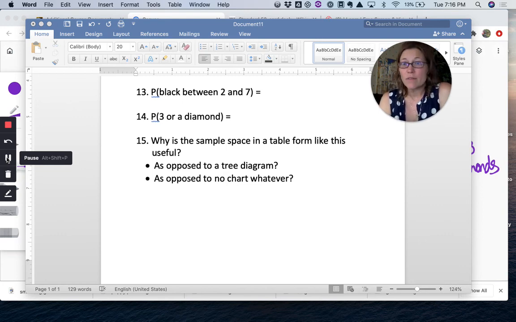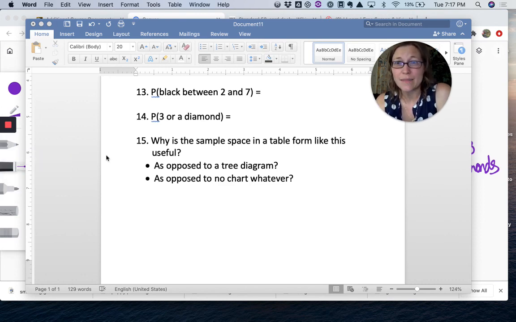Some things work better in the table form. Some things work better in a tree diagram form. How about as opposed to no chart whatever? Well, the question we just did, number 14, gives a great example of how it's easy to accidentally double count something or leave something out. It just helps you be organized. If you have another idea of why a table form like this is useful, that's great. Include it in this answer.